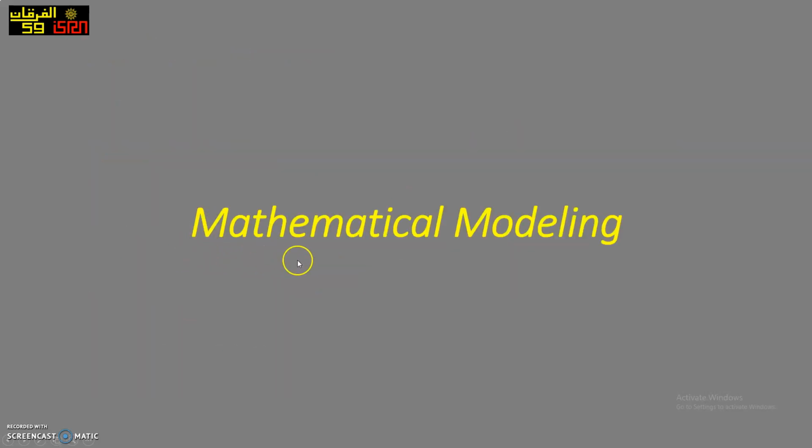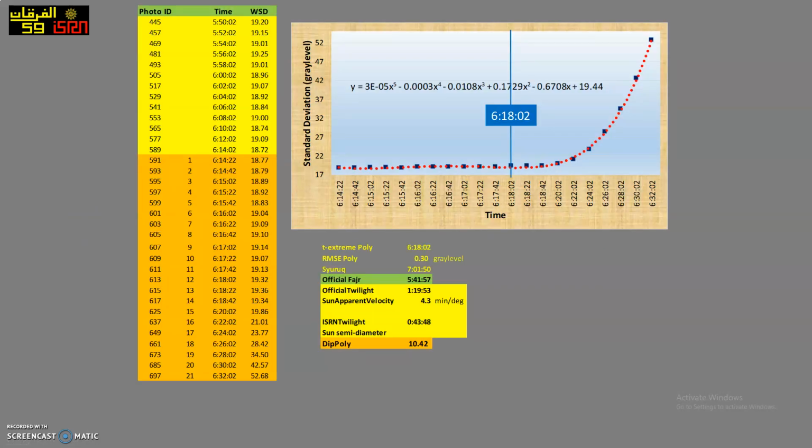This slide explains the summary of the construction of the mathematical model to precisely determine the presence of the fajr from a series of digital images. We have revealed it thoroughly in our previous video.